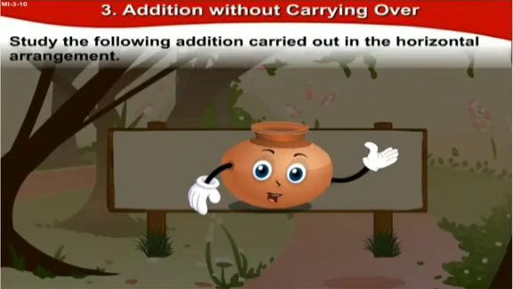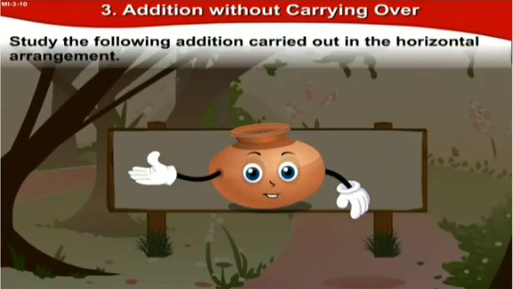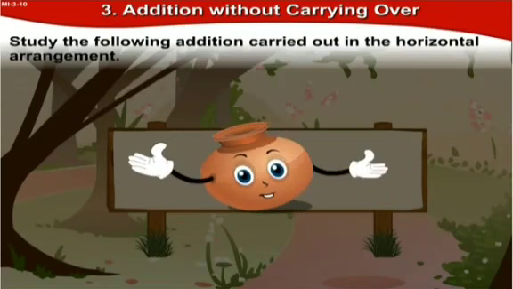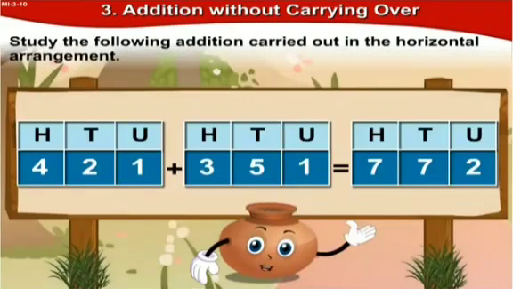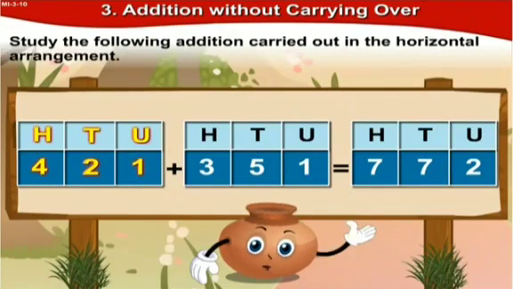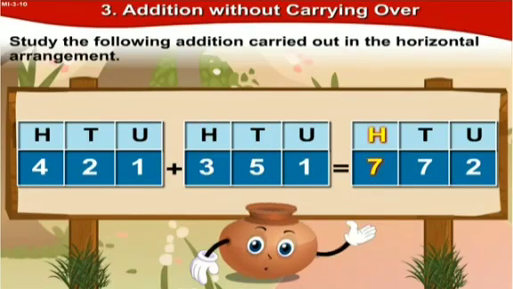Study the following addition carried out in the horizontal arrangement. Children, observe the addition done by the horizontal arrangement. The addition is 4 hundreds, 2 tens, 1 unit, added with 3 hundreds, 5 tens, 1 unit, gives 7 hundreds, 7 tens, 2 units.